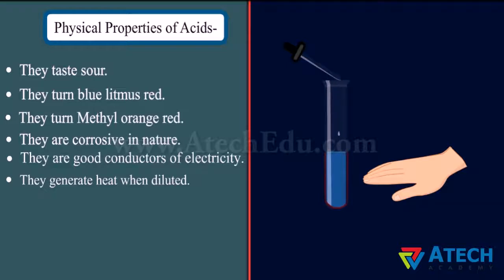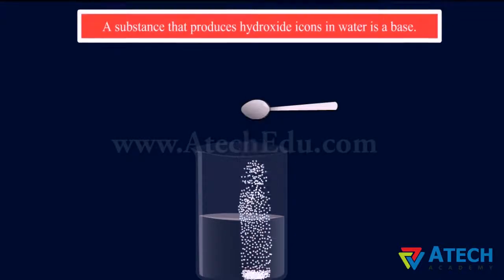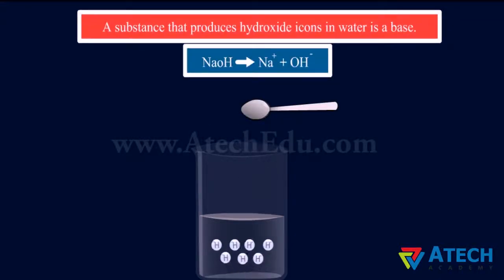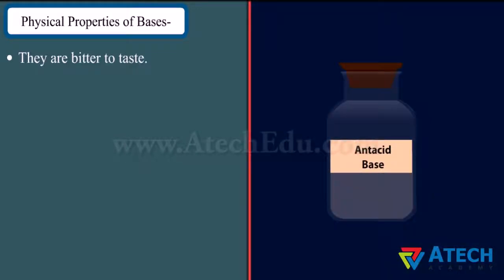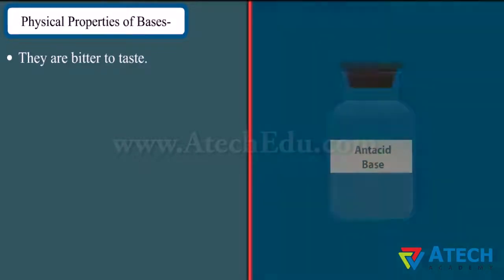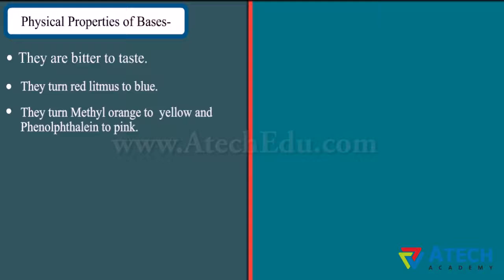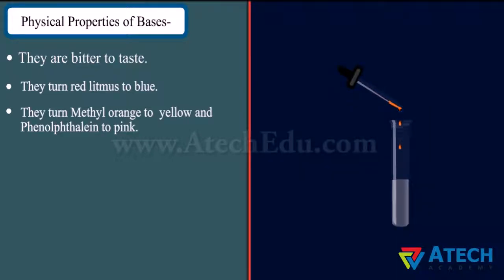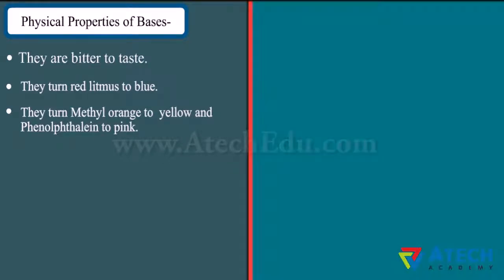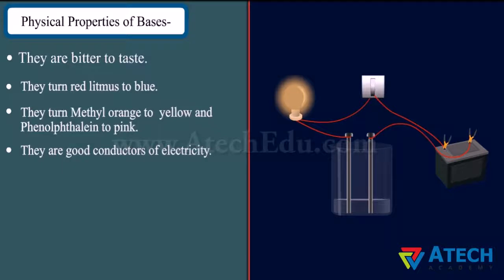A substance that produces hydroxide ions in water is a base. Let us see some physical properties of bases. Bases are bitter to taste, like antacids. They turn red litmus paper blue. They turn methyl orange to yellow and phenolphthalein to pink. They are good conductors of electricity.